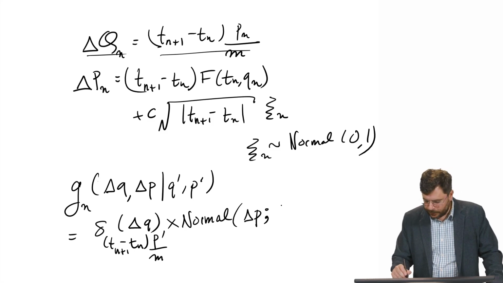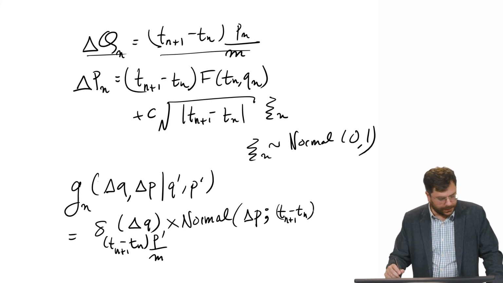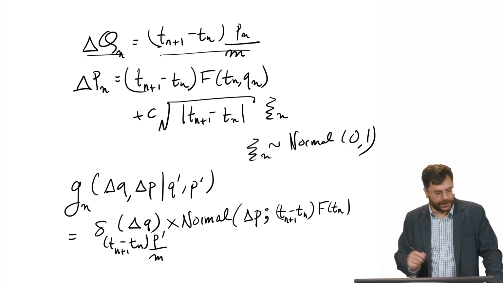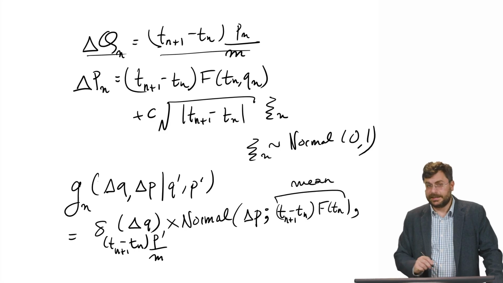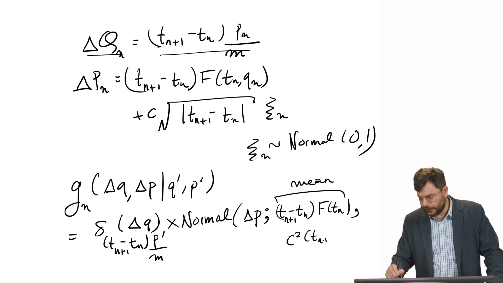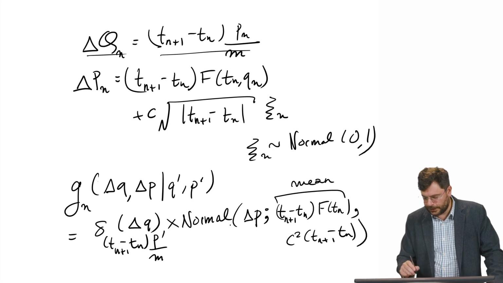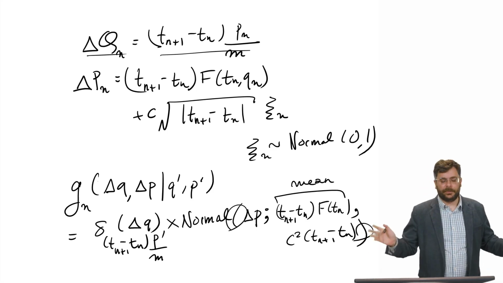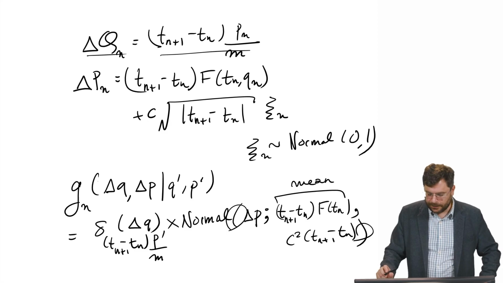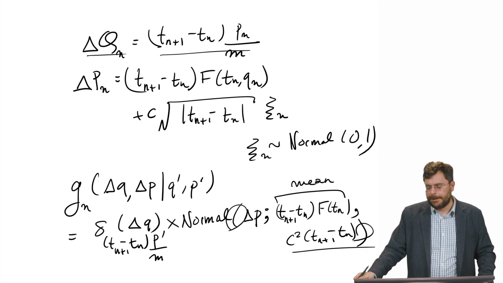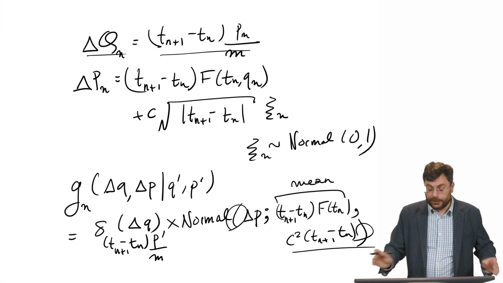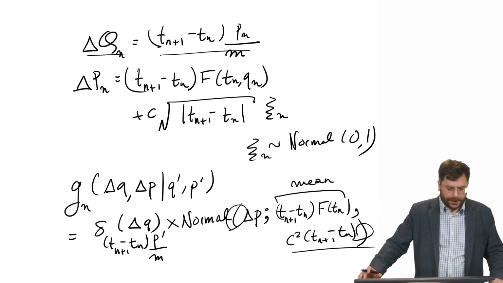Let's go ahead and write out the mean in slightly smaller font. T_{n+1} minus T_n multiplied by the force at T_n, and again I could put in q_n here if I wanted to, and that's the mean. And the variance itself actually doesn't change, so c squared times (T_{n+1} minus T_n), close bracket, and close this bracket here. So there you go. That's the transition probability density in case you have noise. In other words, your Newtonian dynamics are being modified by noise.